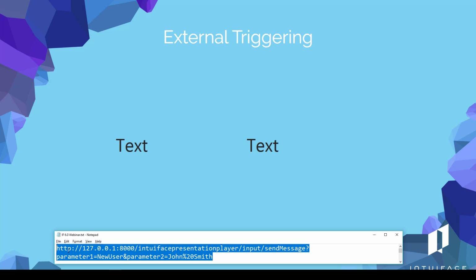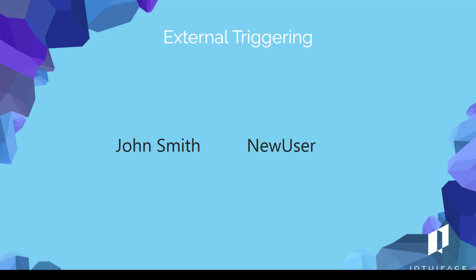Let's copy that. Go to, in this case, Chrome. Paste it. Go. And we'll go back to Composer. And see that? John Smith, new user. We mapped the values to these text assets thanks to a very simple notation.